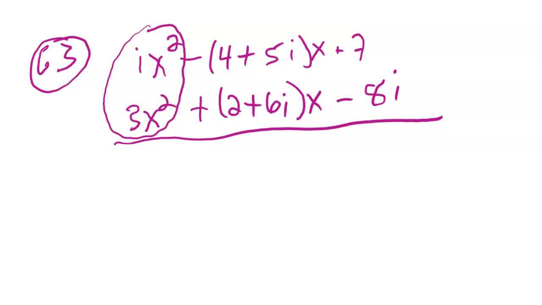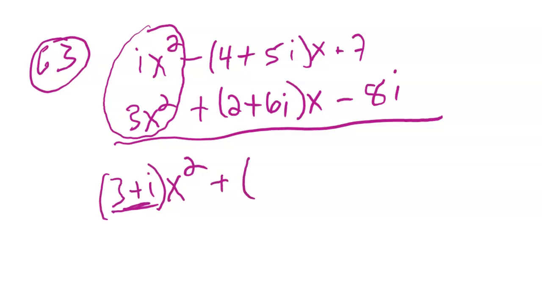I'm going to add these two. But they're not like terms, so the only way I can add this is saying 3 plus i times x squared. I hope that makes sense. I kind of factored out the x squared and just have this. And on the next one I'm gonna put a plus here. This is a -4, but this is a +2, so I'm gonna put -2. And this is a -5i, and this is a plus, so I'm gonna put this as a plus ix. And then I have a +7, and then a -8i.